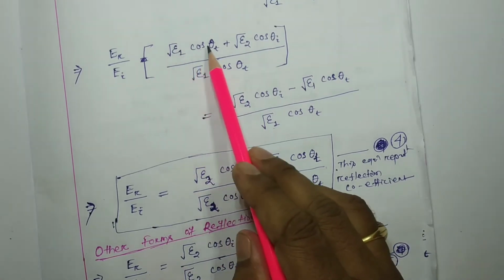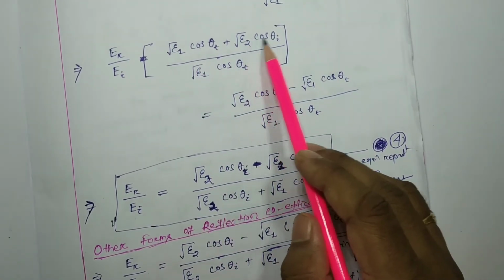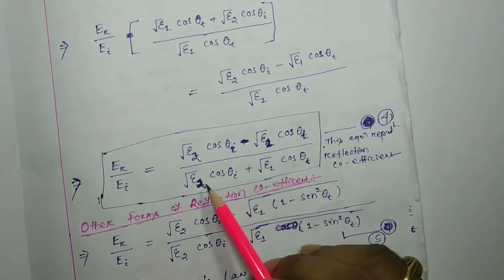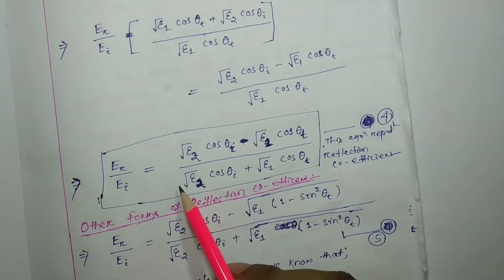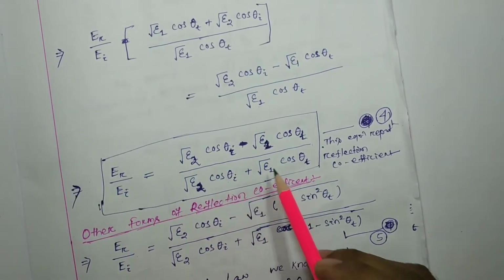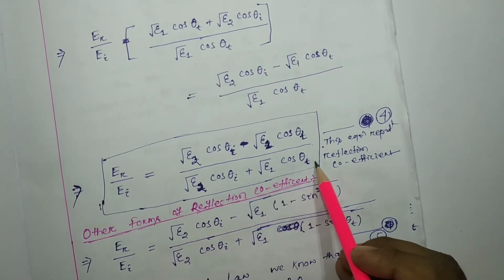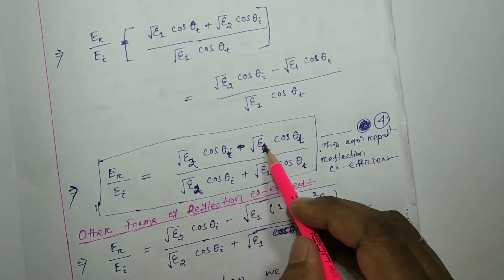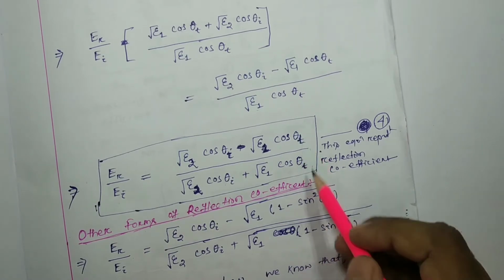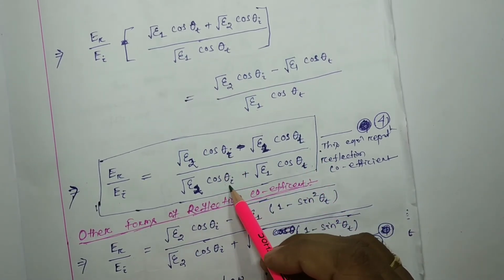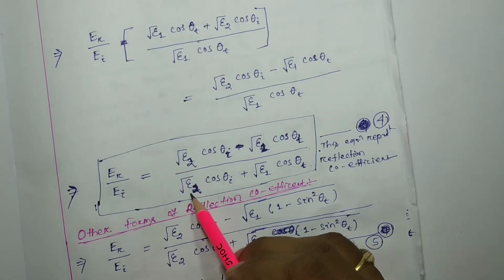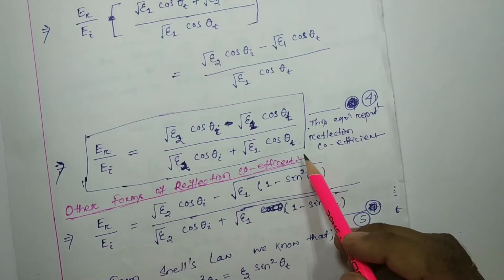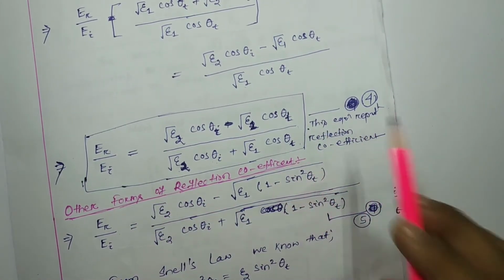This term I have written here. So root epsilon 2 cos theta I, because of uniformity of cos theta I, then cos theta t, I did this one. The denominator is root epsilon 2 cos theta I plus root epsilon 1 cos theta t. Okay, don't be confused. So here this is minus, this is epsilon 1, this is theta t, and theta I, this is root epsilon 2. Let this be your equation number 4, and as it is ER by EI, this equation represents the reflection coefficient, right?